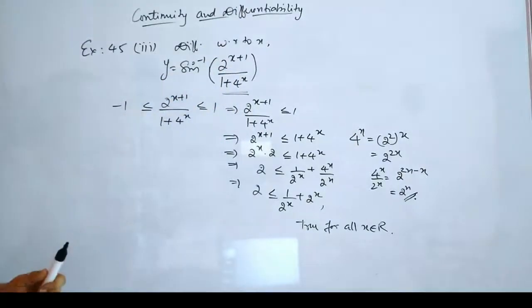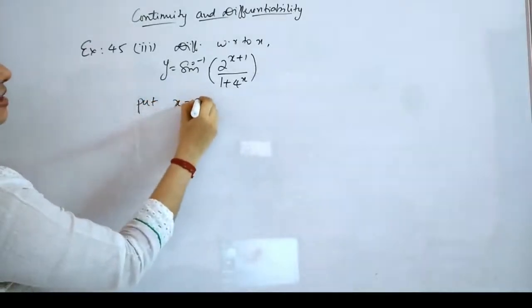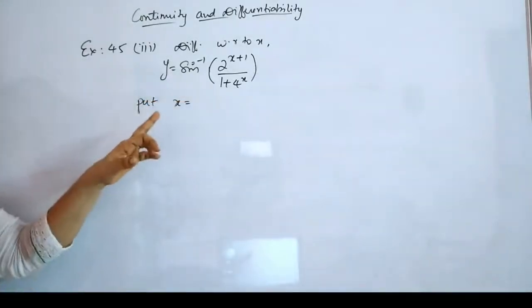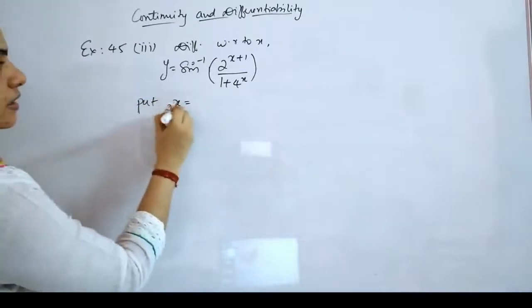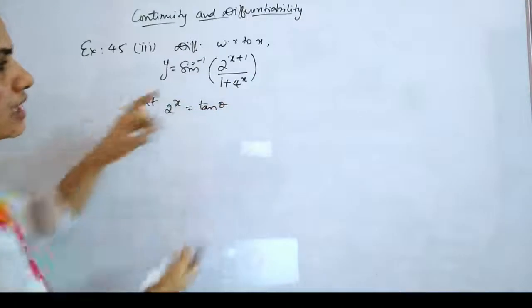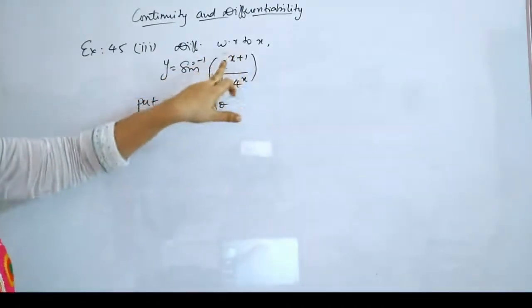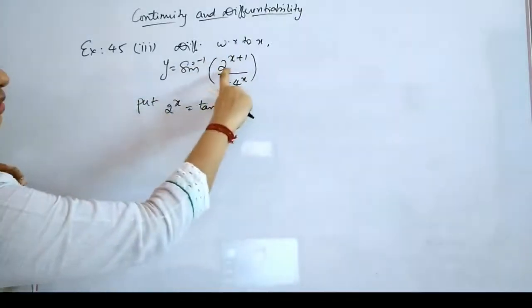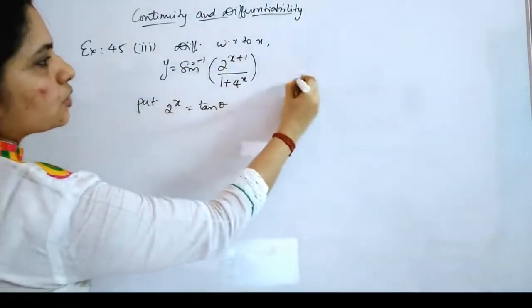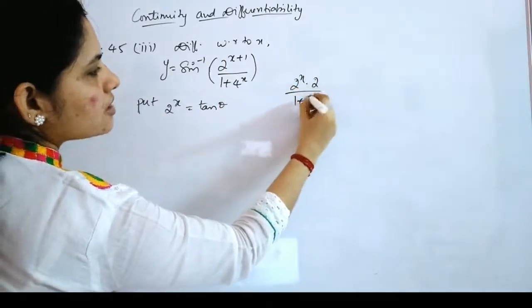Okay. Since it is true for all values, now we can start substituting for this angle. The substitution we are using is: 2 raised to x is replaced with tan theta. Now why are we substituting? Because we have sine inverse outside, we have to make this the sine of some angle. So you can see that this is actually 2 raised to x into 2 divided by 1 plus 2 raised to x the whole square.